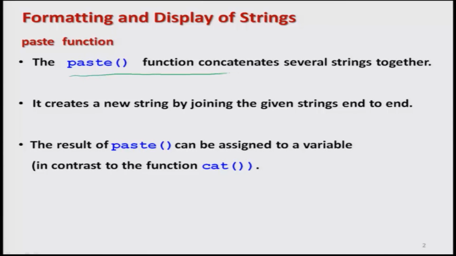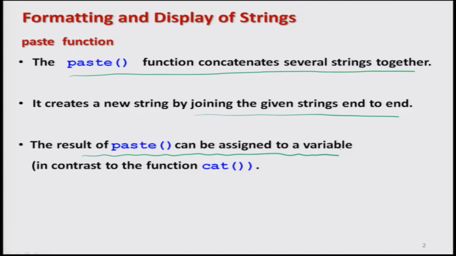So let us try to understand what this is. This paste function concatenates several strings together, and it creates a new string just by joining all the given strings end to end. But if you try to recall, the same thing was being done by the cat function also. Then what is the difference between the two? This is the main difference. The results of the paste function can be assigned to a variable, and that was not possible in the cat function. That is the major difference between the two.